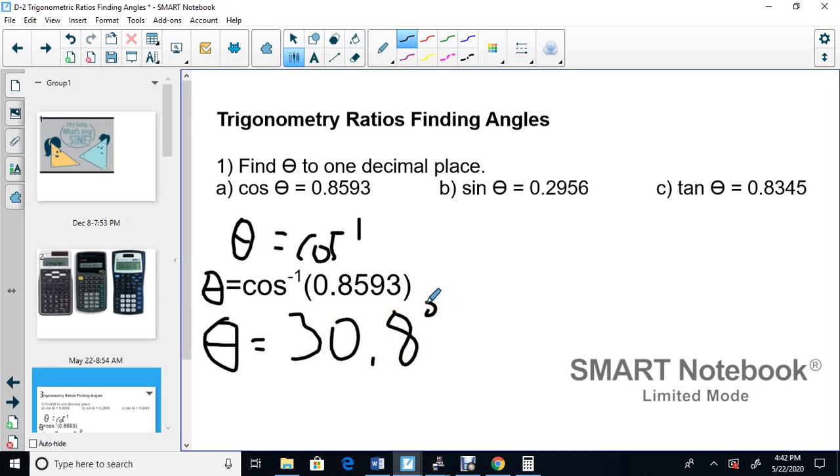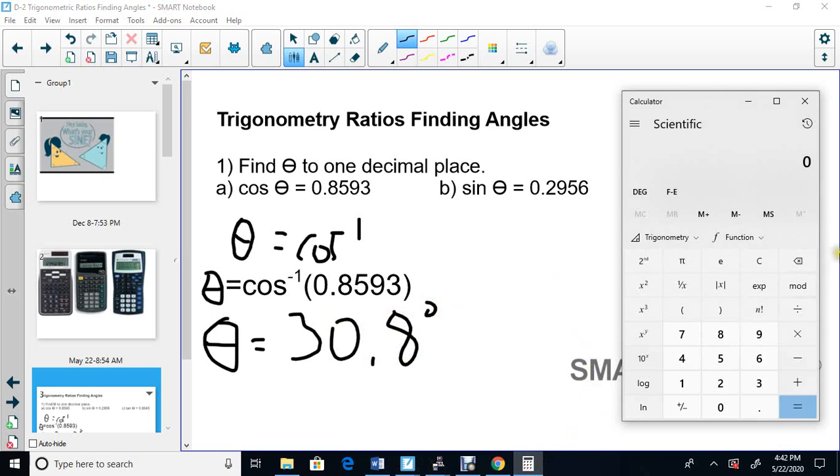30.8 degrees. Now, unfortunately, if you've got one of these other types of calculators, it's a little harder. You got to do the opposite. So you can't go second cos. What you do instead is you put 0.8593, and then you go second. See, the cosine -1 is right here. Click that, and it gives you the 30.8. So again, you have to do it in reverse if you have one of these cheaper calculators, which are fine, or calculators on your phone, which are way more expensive than a normal calculator.